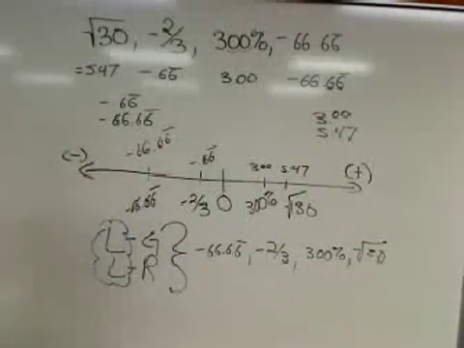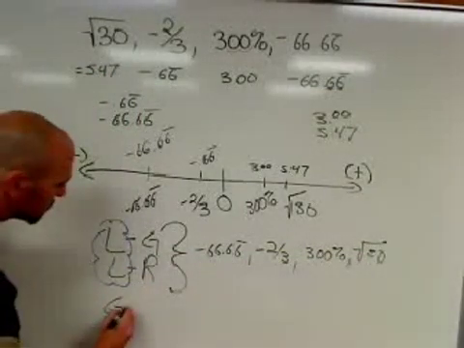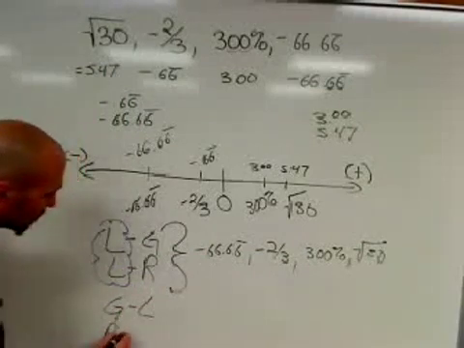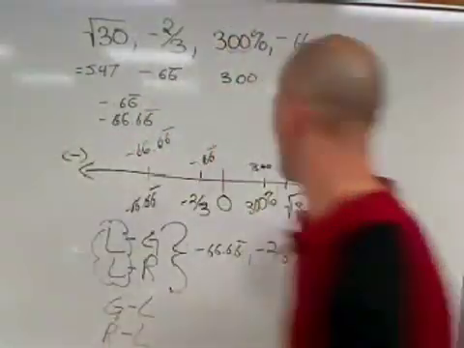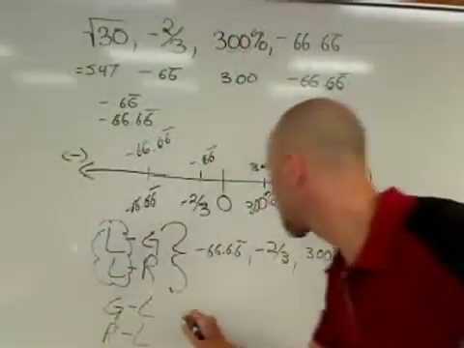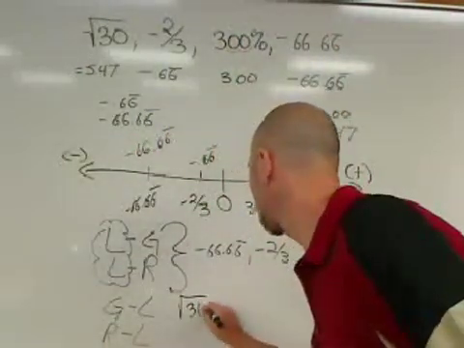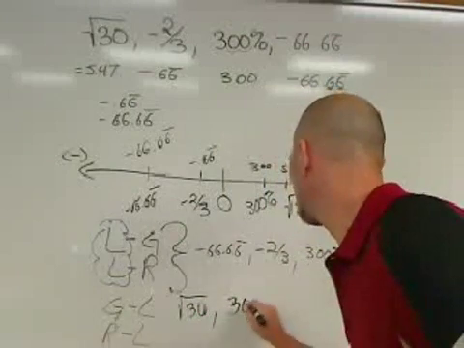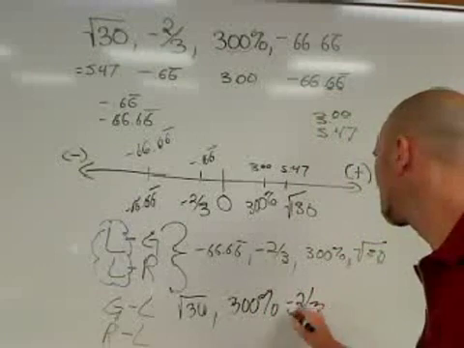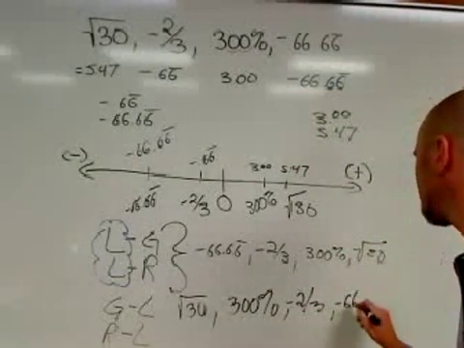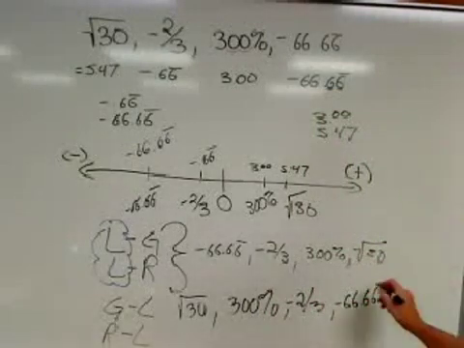Now, if for some reason they ask you for greatest to least, then you just do right to left. And, of course, that would be the other one. So now it would be going from right to left. So that would be square root of 30. That would be 300%. That would be negative 2/3, and that would be negative 66.66 repeating.